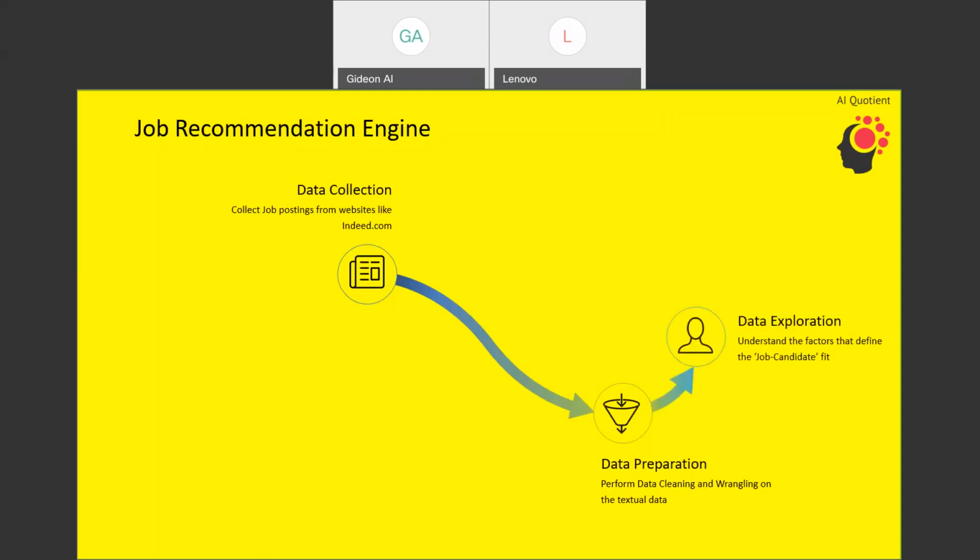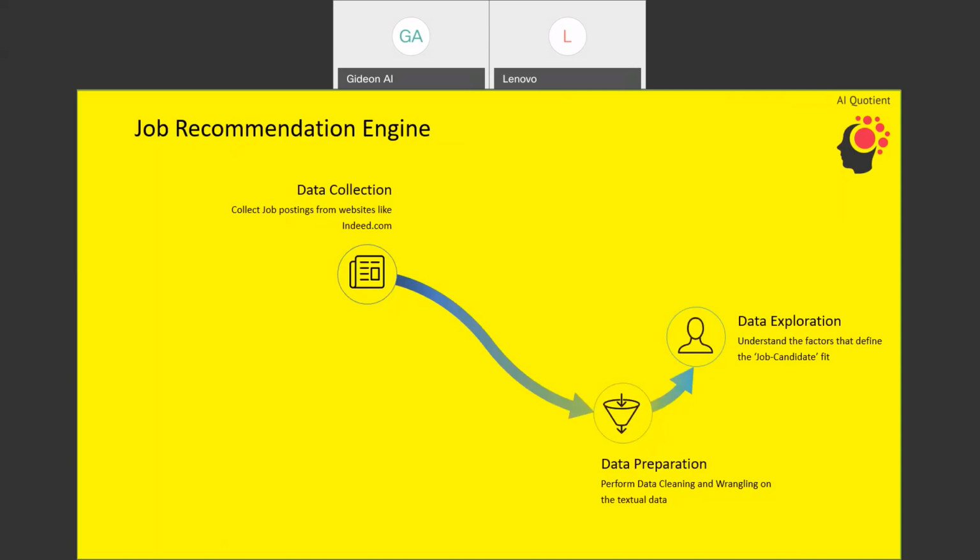Right? And then you explore the data and understand the factors that define the job candidate fit. What we mean by this is, what do you think are some of the factors that lead to the ideal candidate getting matched with the ideal job? Look at the data. Look at all the job postings. Ultimately, how many candidates applied to this? When was this closed?